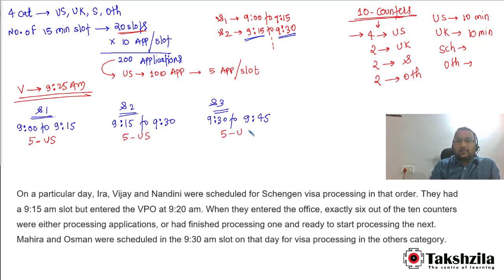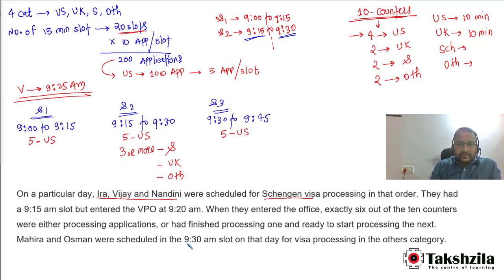Now, we know that Ira, Vijay, Nandini, these 3 people are called for Schengen visa at 9:15 a.m. It means the number of candidates for Schengen visa is going to be 3 or more. How many for UK and how many for others? Let's have a look at it.